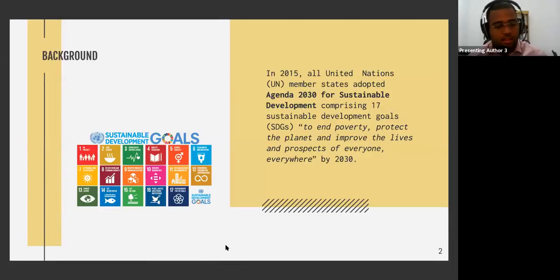The United Nations, UN, has created the 2030 Agenda for Sustainable Development, whose goal is a global action plan composed of 17 goals. The main goal is to end poverty, protect the planet, and improve the lives and prospects of everyone, everywhere, by 2030.